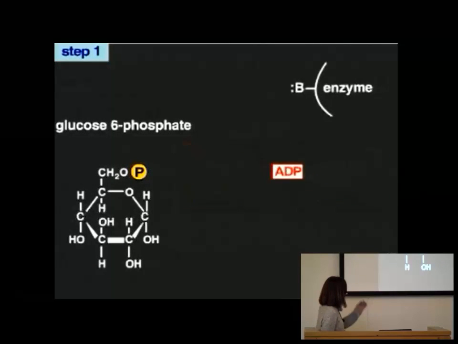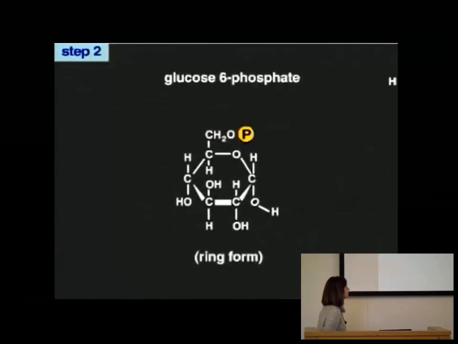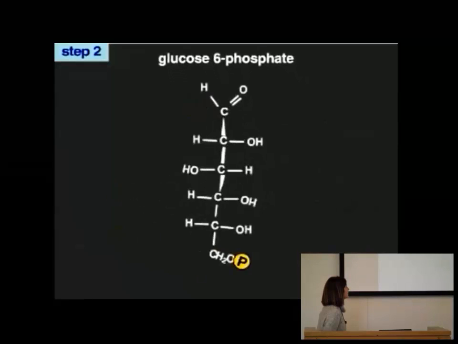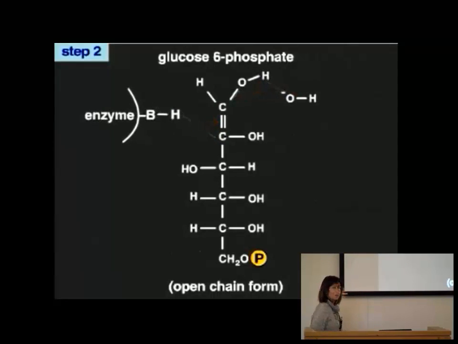In the second step of glycolysis, the enzyme phosphoglucose isomerase catalyzes the opening of the ring form of glucose 6-phosphate to the open chain form. The same enzyme then performs a reversible reaction in which the carbonyl group of glucose 6-phosphate changes position from the first carbon to the second carbon in the chain. This reaction involves a water molecule, which donates a hydrogen ion to the carbonyl oxygen. I'm not going to require you to memorize this. The hydrogen ion is then retrieved from the hydroxyl group on the second carbon, creating a new water molecule.